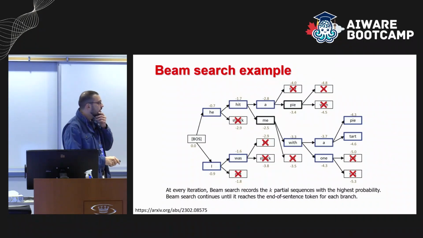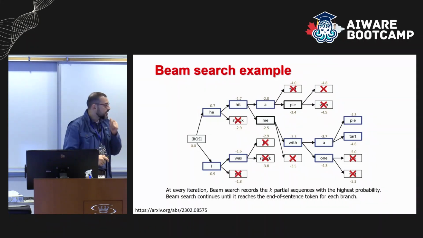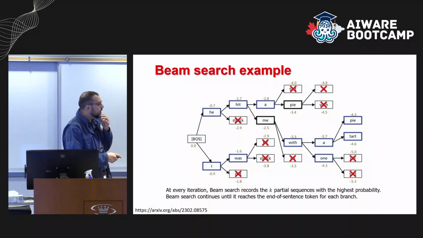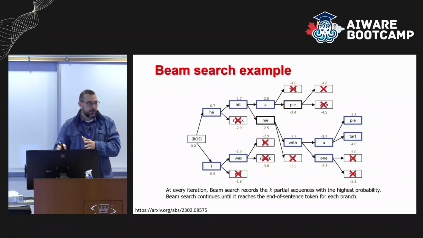BOS here is the beginning of sequence. It's a special token that signals, okay, I'm starting the generation of a sequence. And for this example, by the way, K is 2, so you are keeping 2 paths at each iteration.